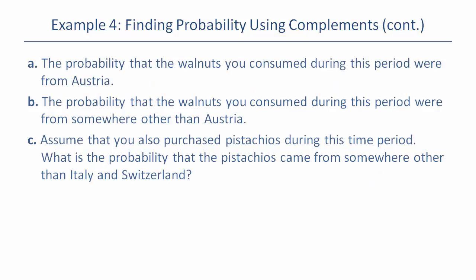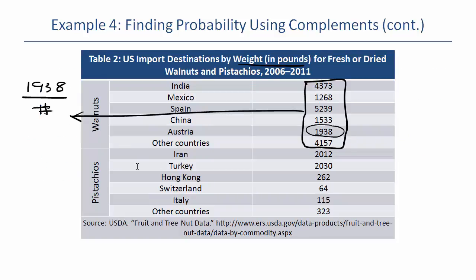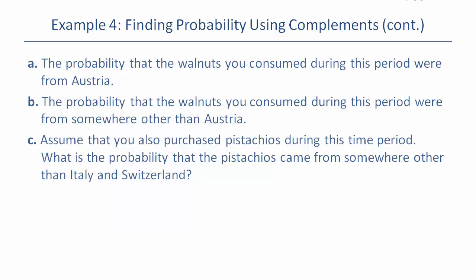And then the last one: assume that you also purchased pistachios during this time period. What's the probability the pistachios came from somewhere other than Italy and Sweden? Well, if we go up here, pistachios is the lower half. We want somewhere other than Italy and Sweden. Well, we don't have Sweden in our list, right? Well, that would be a problem, except they asked for Italy or Switzerland, and I just said Sweden by mistake, right? So Italy or Switzerland is fine.